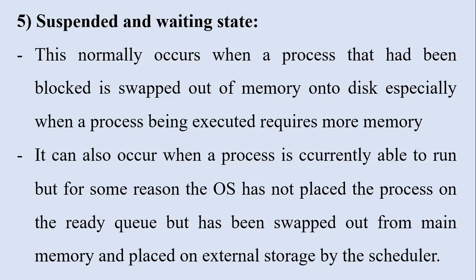The fifth state is called the suspended versus waiting state. This normally occurs when a process that had been blocked is swapped out or removed from the main memory and taken back to the secondary storage medium like the disk, especially when a process being executed requires more memory. What we are saying is that the difference between the blocked state and the suspended state is that the processes that have been put in blocked state normally queue or do their waiting in the main memory.